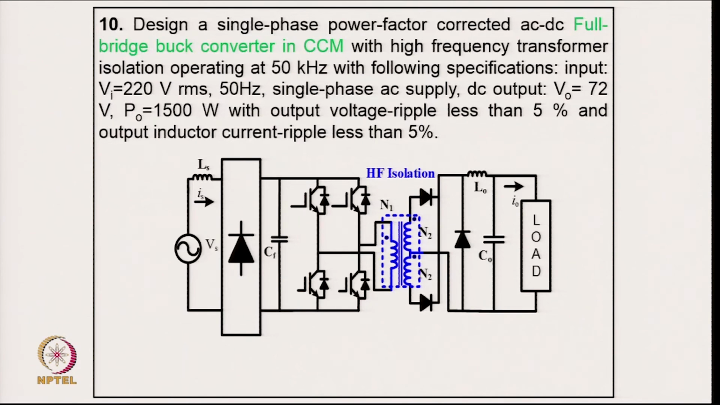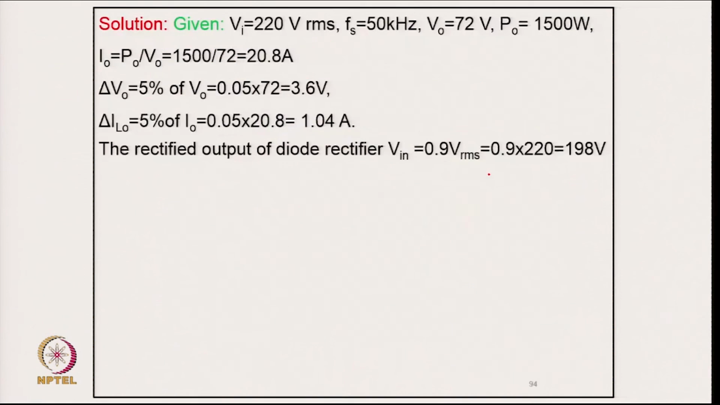So, coming to the 10th example: design a single phase power factor bridge boost buck converter in continuous conduction mode with high frequency transformer isolation at 50 kilohertz, with the following specification: 220 volt 50 hertz single phase supply, output voltage is 72 volt and power is 1500 watt, with the output voltage ripple less than 5%, and output inductor current ripple also less than 5% typically.